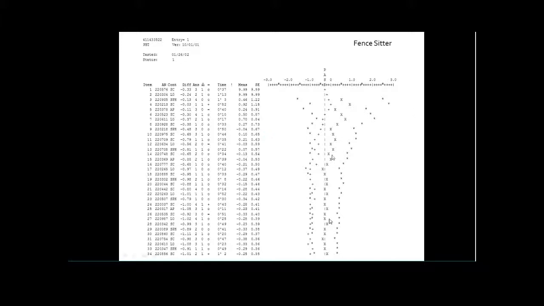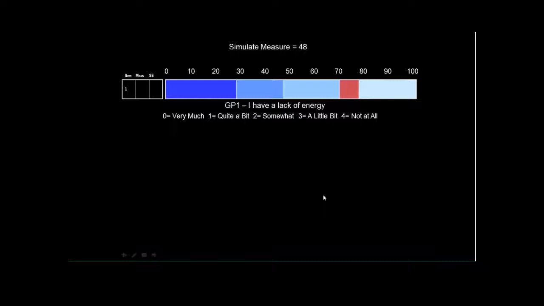Fence sitter, again, this is only applicable to the passing point, but there are people whose ability is right on the passing point, that's where their ability is, and you have to decide whether to pass or fail them. It's a qualitative decision. So now let's look at a CAT for the same example.